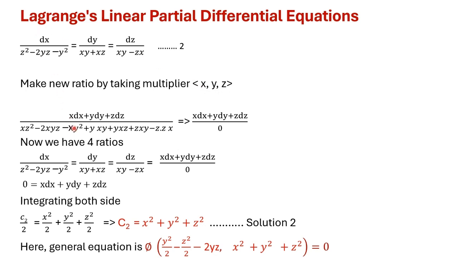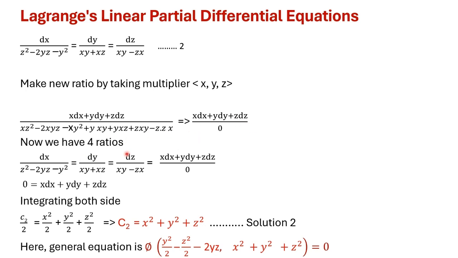So x into dx is x dx plus y into dy is y dy plus z into dz is z dz. Similarly, we have to multiply with the denominator also. x into this term will be this after multiplying, plus y into this term will be this after multiplying with y, and z into this term is this. Now after simplifying, this and this will get cancelled, this and this will get cancelled, and finally the denominator will be 0.